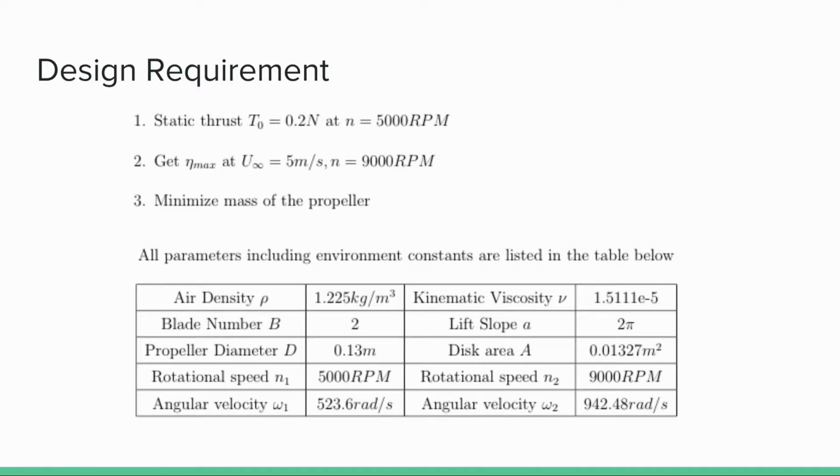So here we have all those design requirements, like the static thrust of 0.2 newtons at 5,000 RPM. We have to get the maximum efficiency at the velocity of 5 meters per second at 9,000 RPM. We also need to consider the minimum mass of the propeller, and all those environmental constants are listed there.